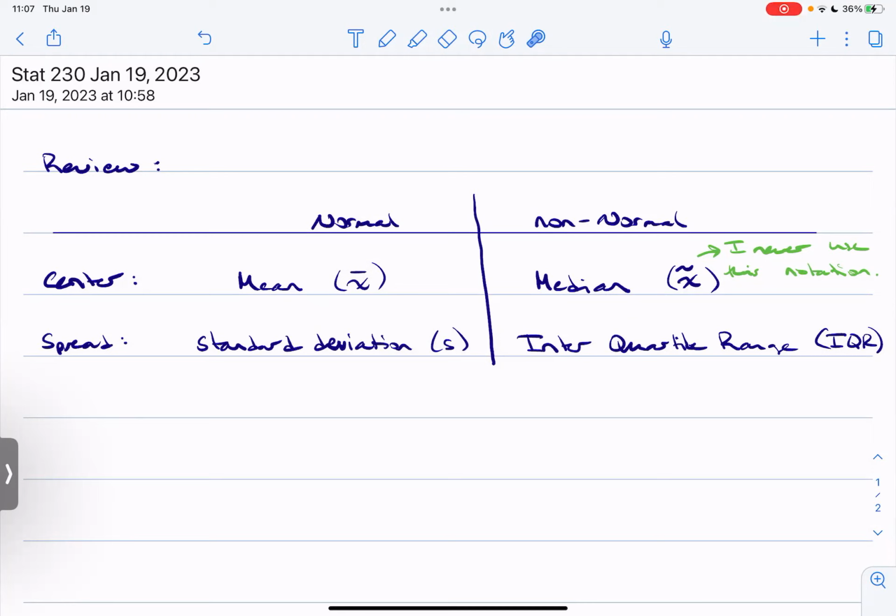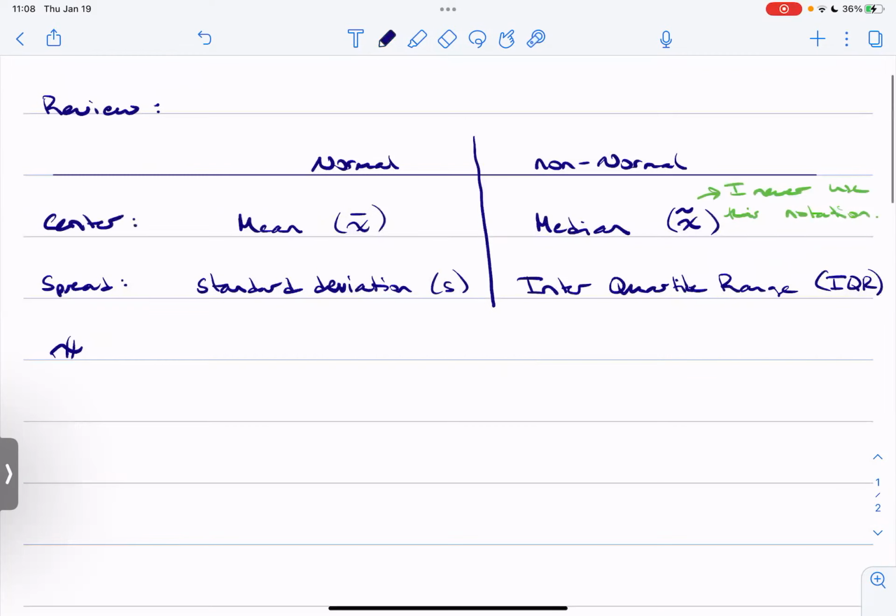Just because otherwise it's too many tildes and bars and hats and it's just too much. So I just write median. That's fine. But I'm just making a note because if you're reading a textbook or something like that, you might see it. So then it's good to know. Okay, so that's kind of, we'll call it, the end of the review.